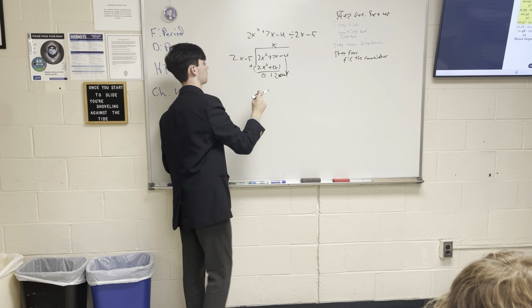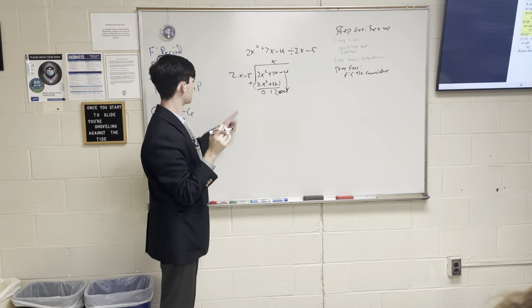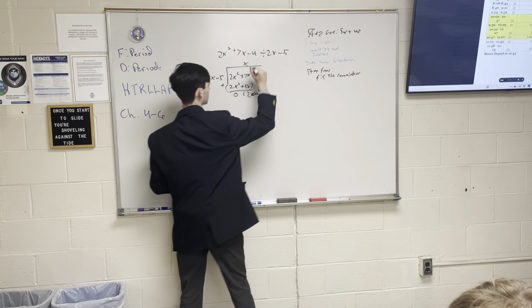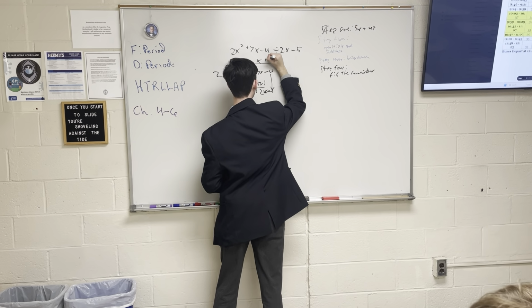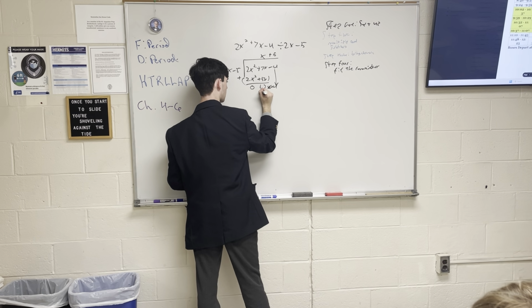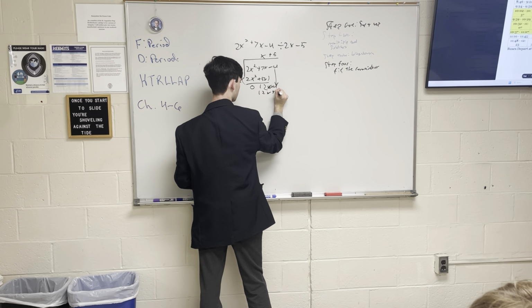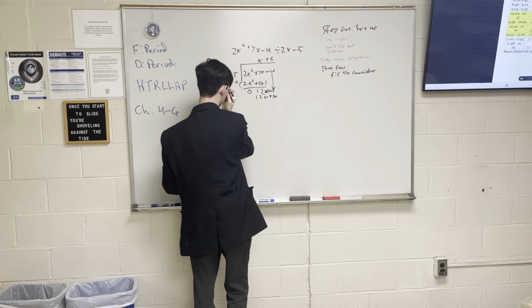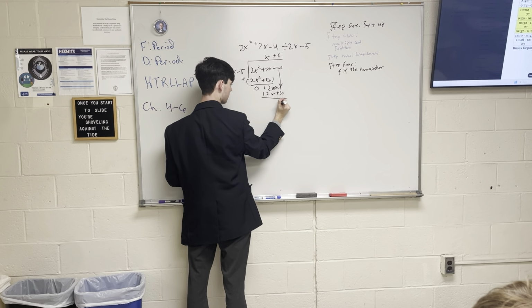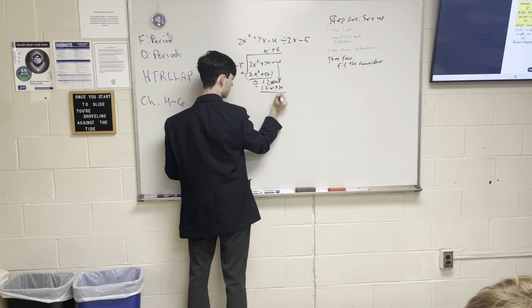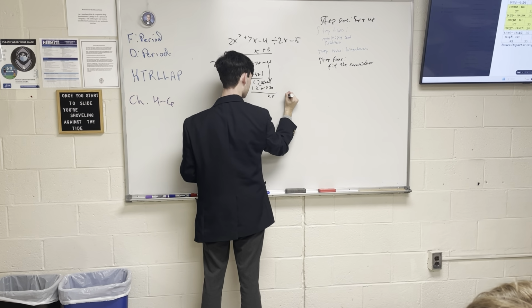And then you'll get 6, and then minus 12x, and plus 30. So you'll be left with 26 as your remainder. So you would do plus 26 over 2x minus 5.